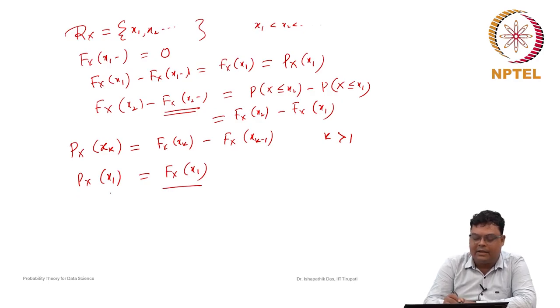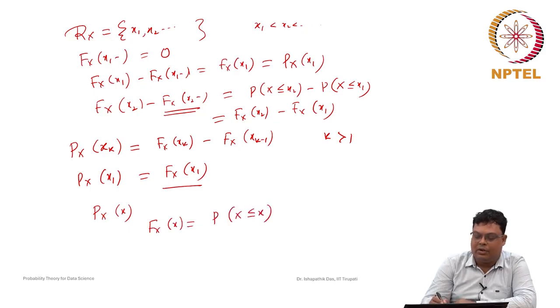Now, suppose you know the probability mass function p_X(x). How will we find the cumulative distribution function? What is F_X(x)? F_X(x) is nothing but the probability that X is less than or equal to x. So, how will we find the cumulative distribution function using this probability mass function?